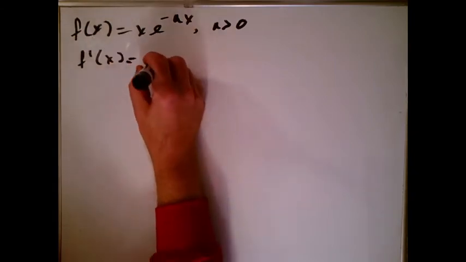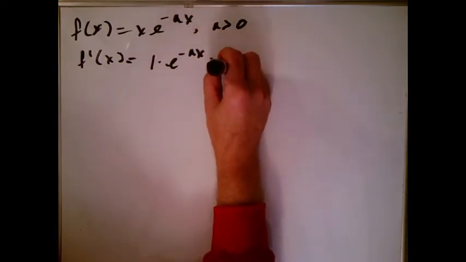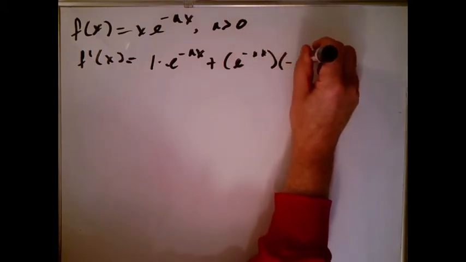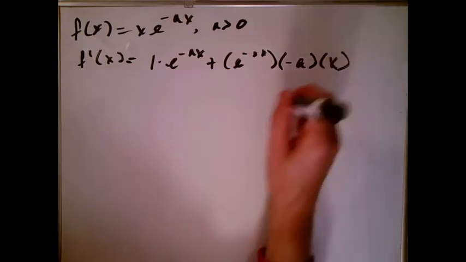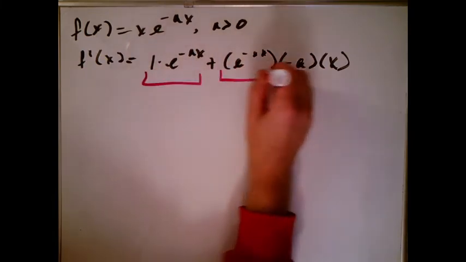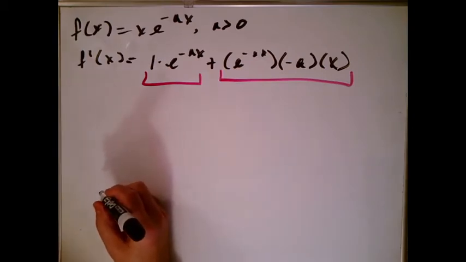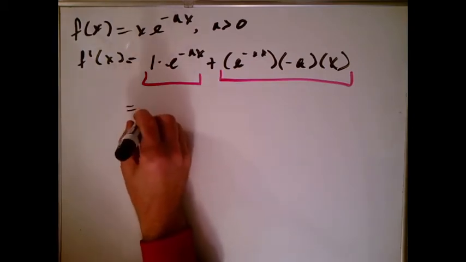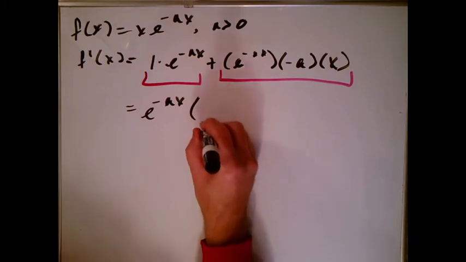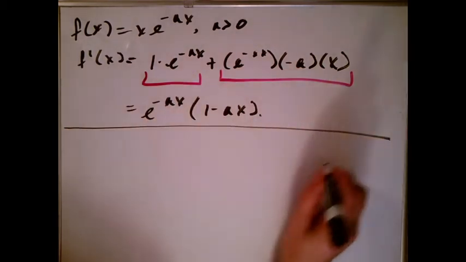I have to use the product rule here, so this is 1 times e to the minus ax plus e to the minus ax times negative a times x. Now what we said when we simplify these things is we just want to take out what this and this have in common. So we're going to do that. All I can see that they have in common is e to the minus ax. Equals e to the minus ax times, and what's left? Just 1 minus ax. And that's the entire simplified first derivative.